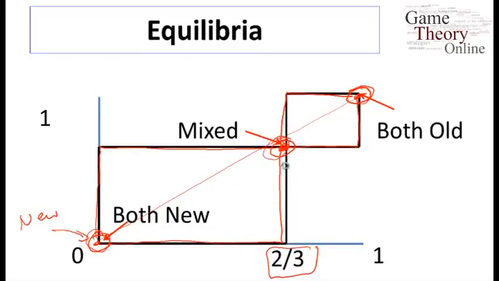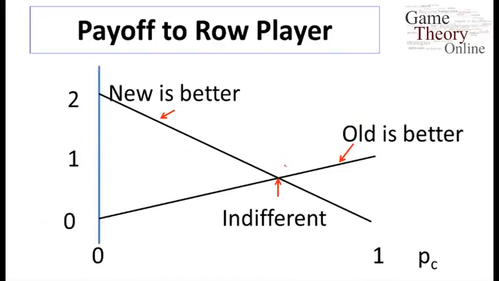Now, in terms of payoffs, obviously, what are we looking at? We're looking at a situation where they're either both using the new technology, so the probability of old is 0. Then we get the payoff of 2. If they're both using the old technology with probability 1, then we're getting a payoff of 1. And down here, where they're exactly indifferent, they're using the old technology with a probability of 2/3. Then we end up with the payoff of 2/3.